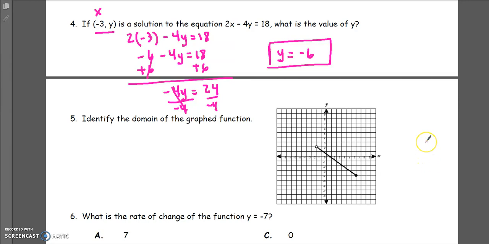And then on number 5, it's asking for the domain of the graphed function. Remember, domain is going to be my x values.